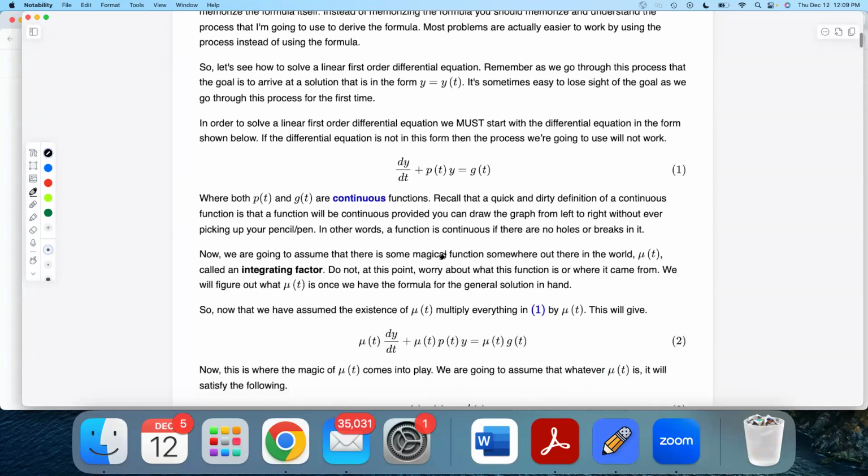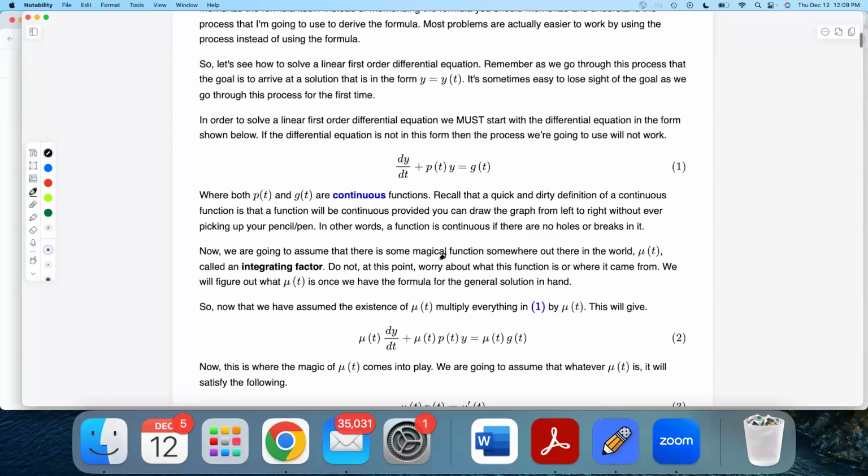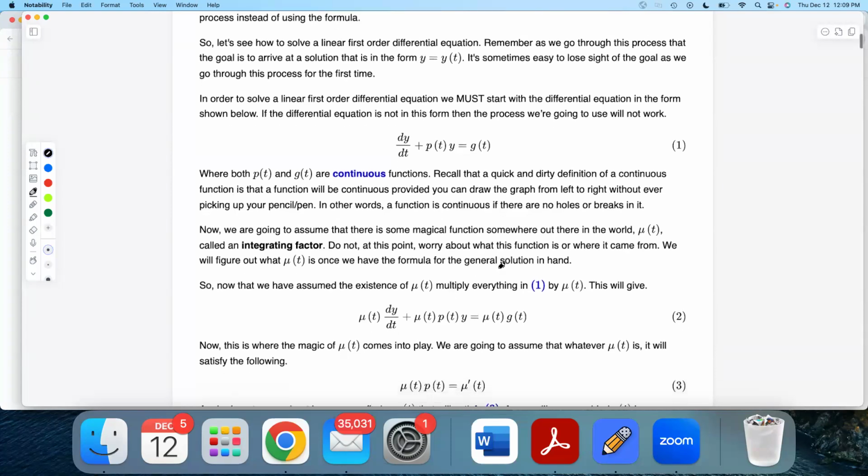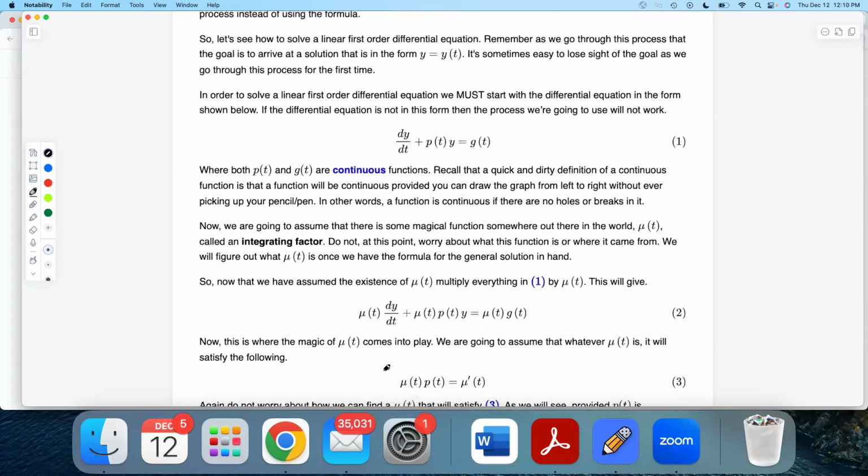Okay, now the idea here is we are going to go through some work to find what we call an integrating factor. And we'll get to how we get that integrating factor in a minute. But for now, let's just assume that one exists, that there is some function that satisfies this equation right here. Some function mu of t that if I multiply it by p of t here, that is the same as mu prime. Well, let's assume that guy exists.